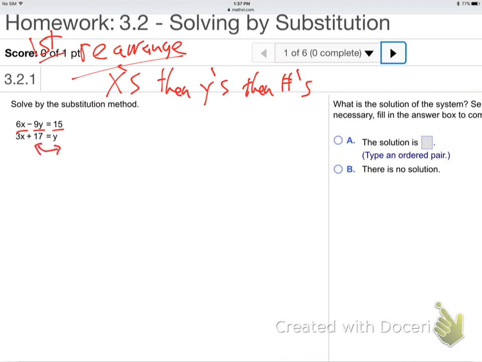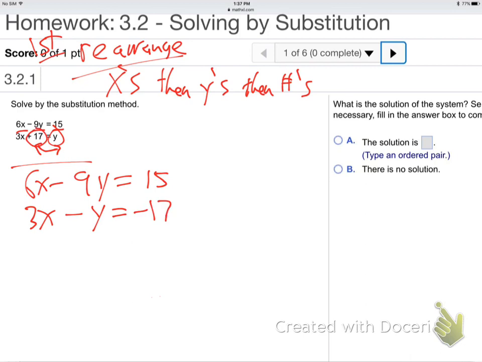Let's switch these guys. What happens when things jump to the other side of the equal sign? Change signs. You guys okay if I start doing that shortcut? Maybe I've already started that. I can't remember. Right, when you jump to the other side of the equal sign, it changes signs. So we've got 6x minus 9y is 15. Down below, the y here jumps over, becomes a negative y. The plus 17 jumps over, becomes a minus 17. So I got x's, y's, and numbers. Got them all lined up.